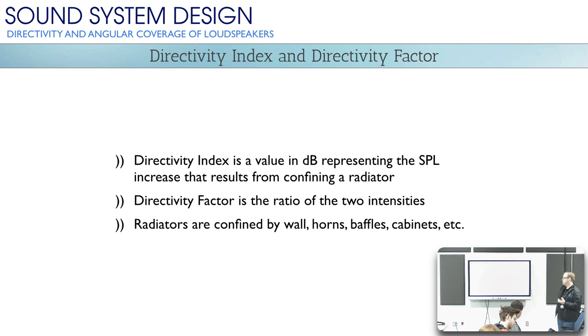One is called directivity index, the other is called directivity factor. Directivity index is basically just how much louder it gets because you confined it: 3 dB louder, 6 dB louder. Keep in mind this is 3 dB or 6 dB in the direction that the sound is still being allowed to go. Directivity factor is the ratio between the level of the sound that was not confined and the level that you get after it was confined. So, for example, if you had a directivity factor of 2, that would mean you would probably have a directivity index of 3.